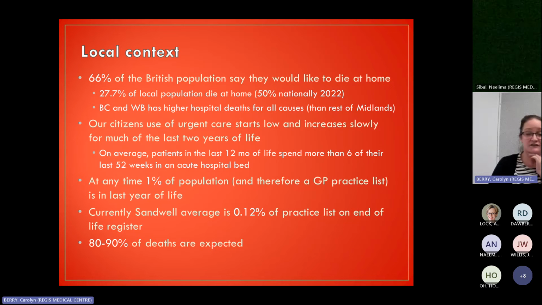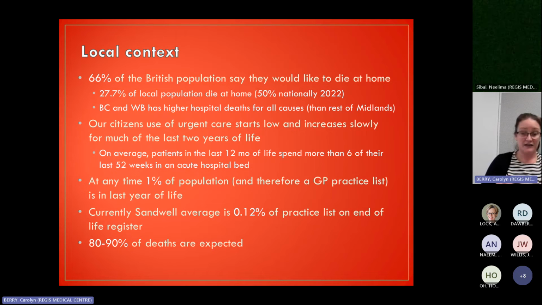We know that our citizens' use of urgent care starts low, but increases slowly much for the last 2 years of life, and that is not out of context with the rest of the country. That is a trend. So we know that in the last 12 months of life, use of urgent care goes up. And we know that at any one time in the population, 1% are in the last year of life. So if you take a look at a GP practice list, we know that 1% of that practice list are likely to be in their last year of life.